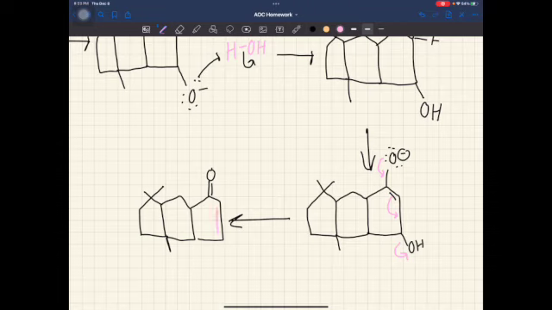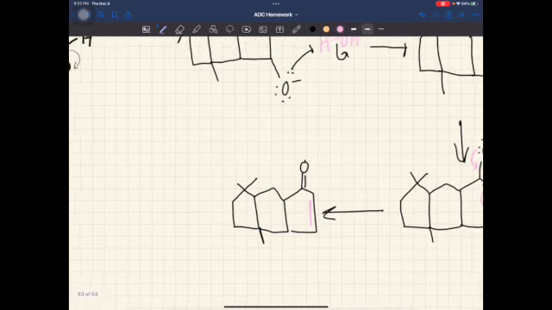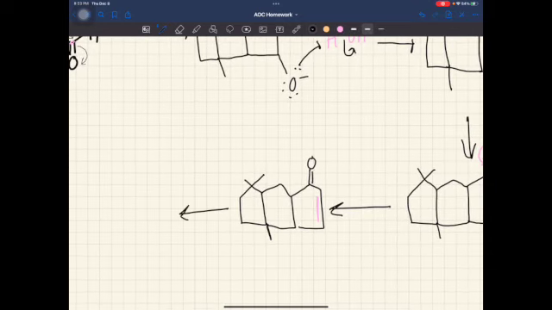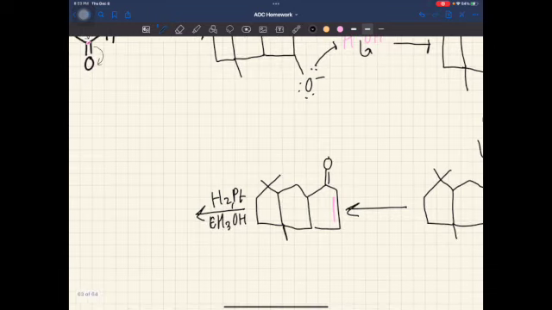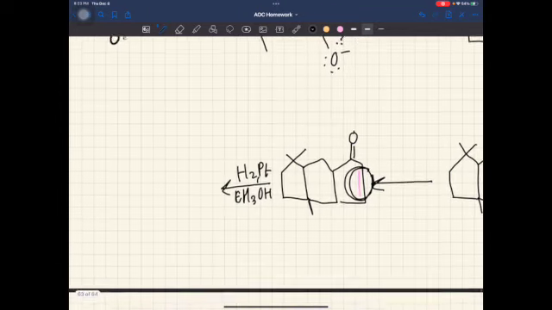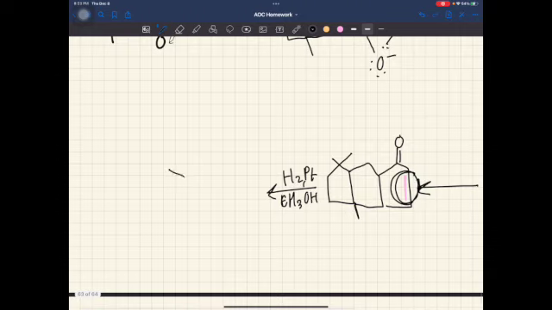Now from here, what was done was just hydrogenation. So it was just H2. We just put H2 in it, with methanol, and all that does is remove the alkene that's right there. So we're just going to have cycles of just alkanes, and our ketone is still there.